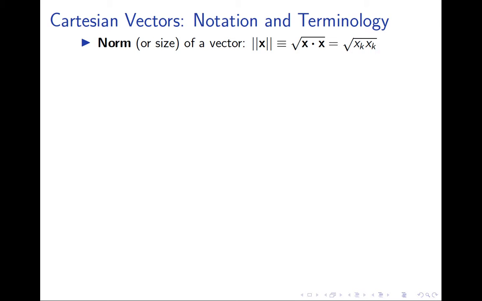Let's move on to define something which is known as the norm, or the size of a vector. It's given by this notation with the double bar on both sides. And this is defined to be the square root of the self dot product. So you take the dot product of a vector with itself, and then you take the square root. In component notation, this looks like the square root of xk xk.